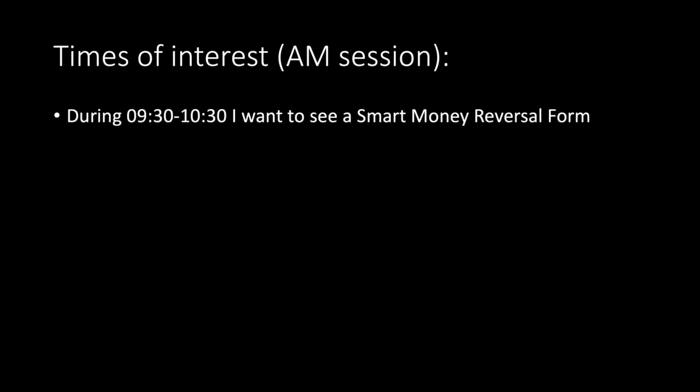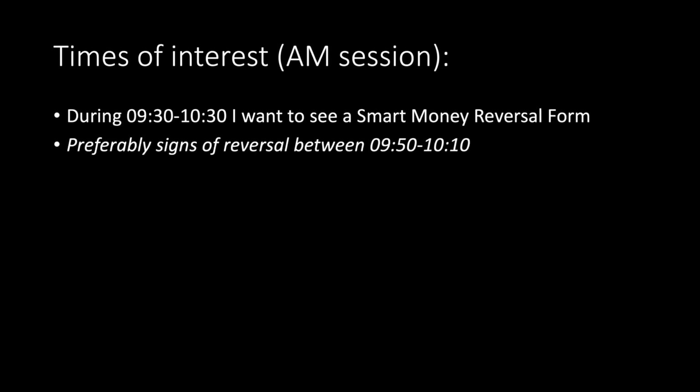To summarize, here are the times of interest for the AM session. During 9:30 to 10:30 AM, I want to see a smart money reversal form. I preferably want to see signs of a reversal between 9:50 to 10:10. The reason is that this time window is a 20-minute macro. This macro has the characteristic of injecting speed and velocity into the marketplace, and therefore we want to see a reversal occur during that time window.